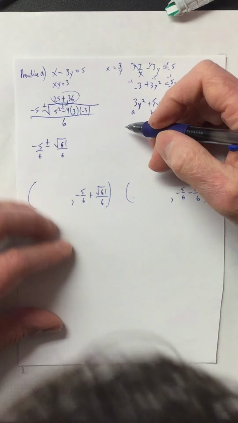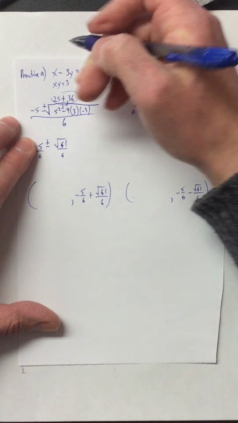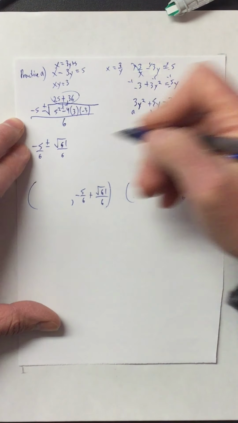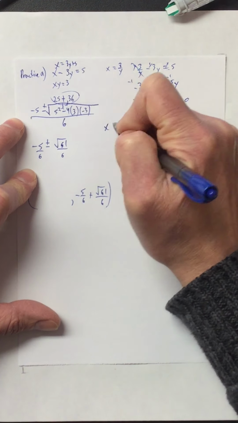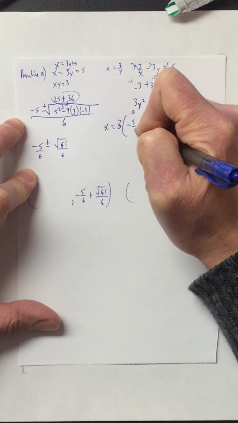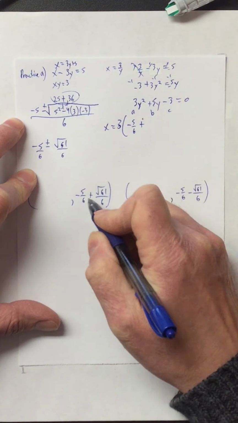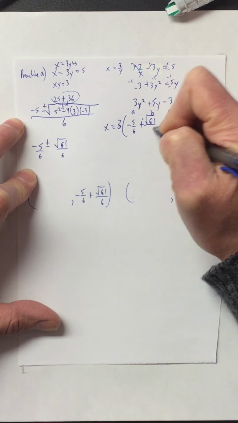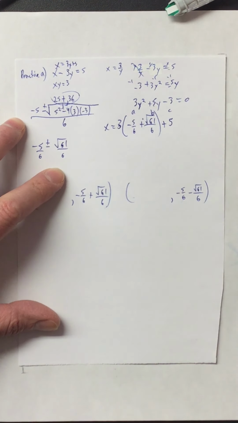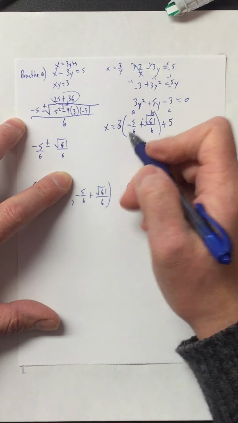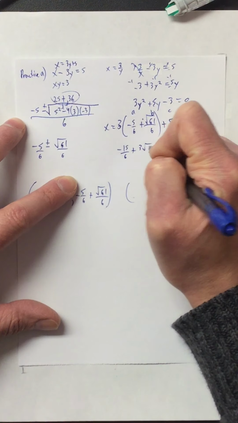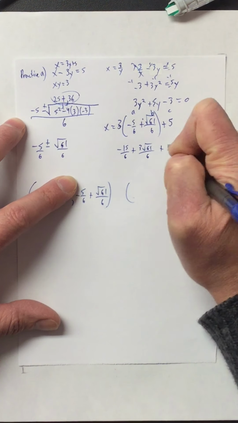And remember, we got to plug it back in to get the x value. So let's rearrange this equation. It's going to be x is equal to 3y plus 5. And so let's plug it in there. X is equal to 3 parentheses, substitution, negative 5/6, and I'll use this one first, plus square root of 61 over 6, and then plus 5 at the end there. Okay, so if I multiply this in here, I'm going to get negative 15 over 6 plus 3 square root of 61 over 6 plus 5.